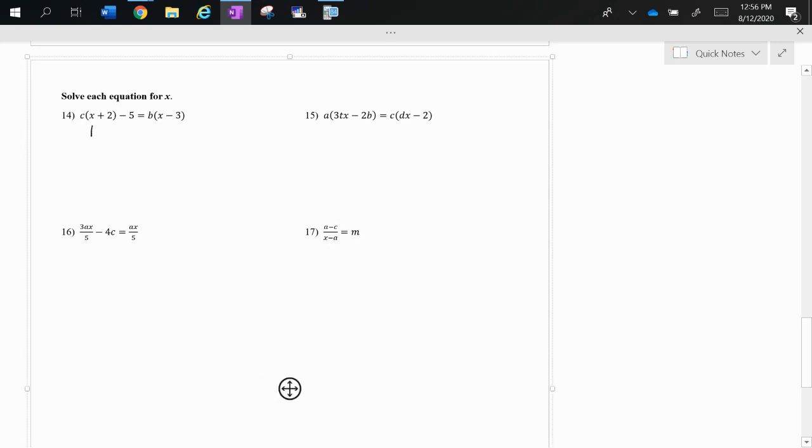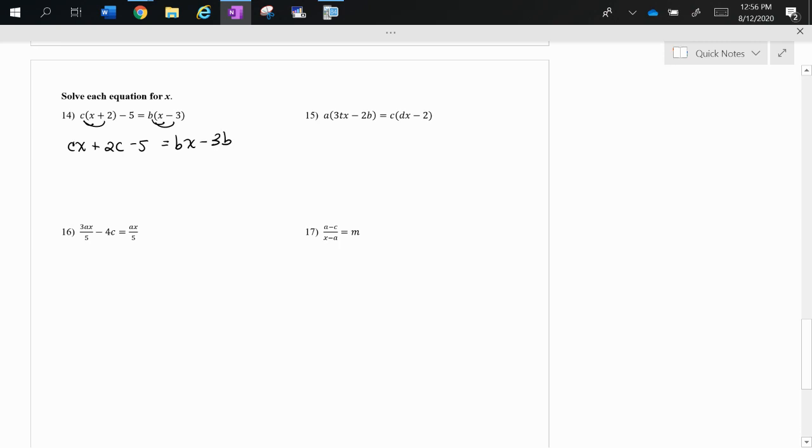I noticed that there's an x here on the left side, and I also noticed there's an x here on the right side. So I see that the x appears in more than one place, so that's going to make it a little bit more difficult for us to handle here. The first thing I'm going to do is distribute. I get c times x would be cx, and c times 2 would be 2c. And I'm going to distribute my b. So I get b times x minus 3 times b.